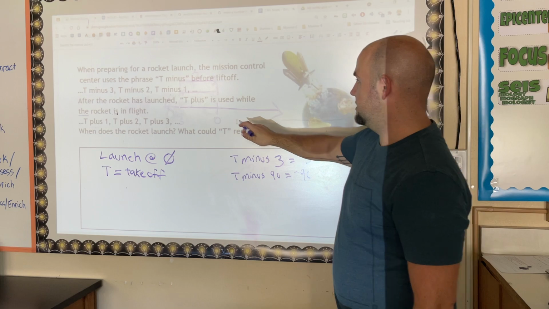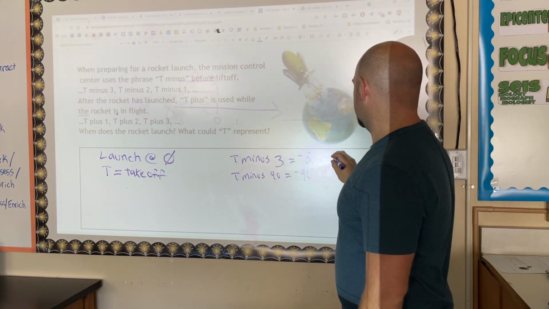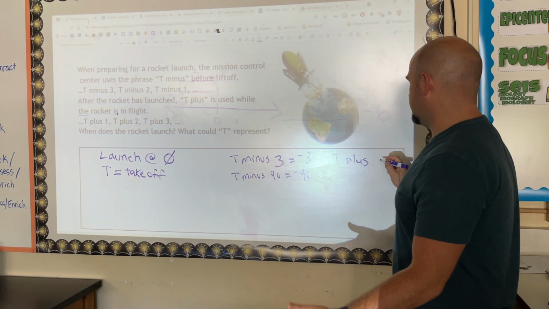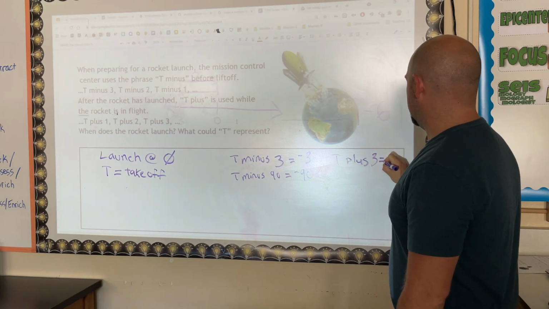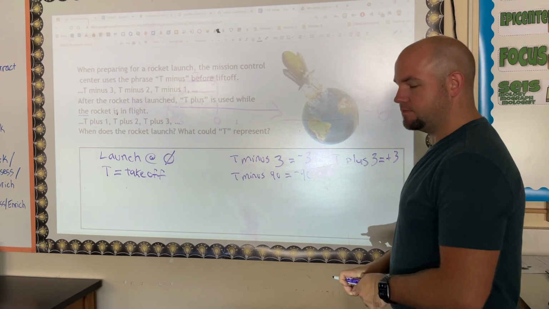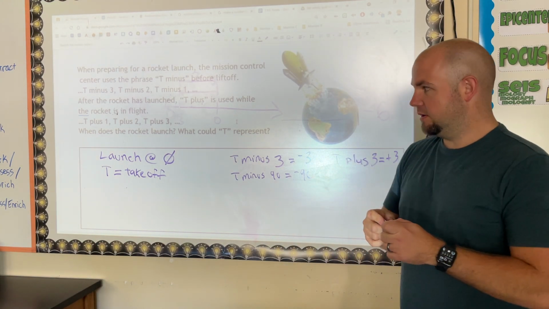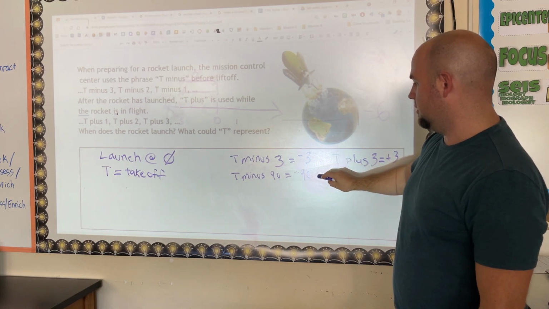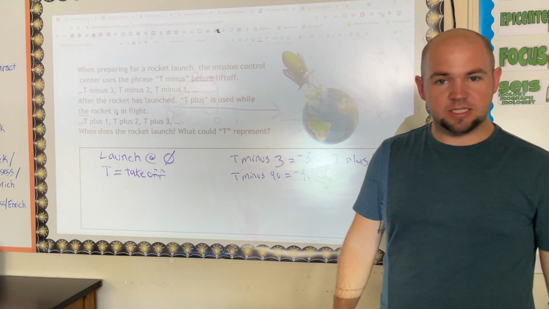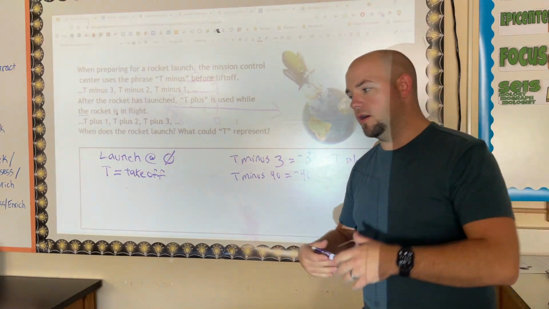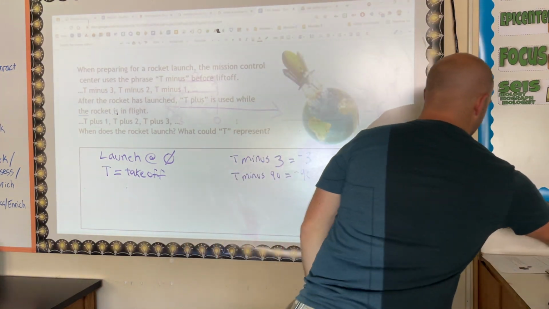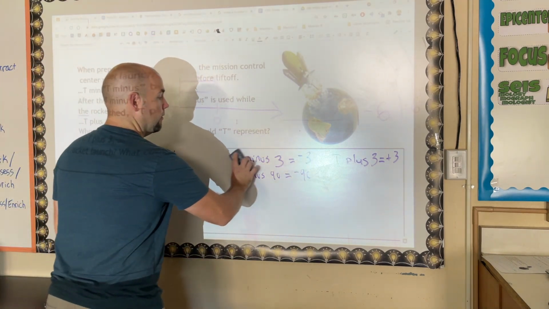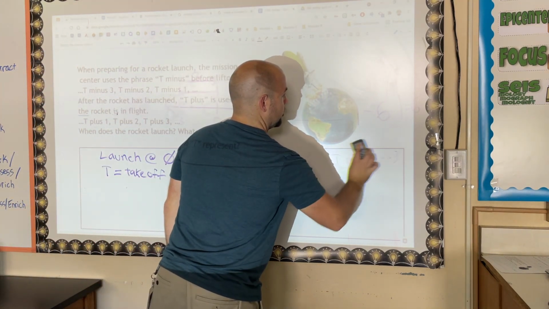Now when we look at the other one, we said T plus. If we see T plus, say I'm at T plus 3, that equals a positive 3. This is an example of doing some integers. So my integers are negative 3, negative 90, positive 3. That's referring to how long liftoff has occurred for, or how long until liftoff, or how long ago takeoff occurred.